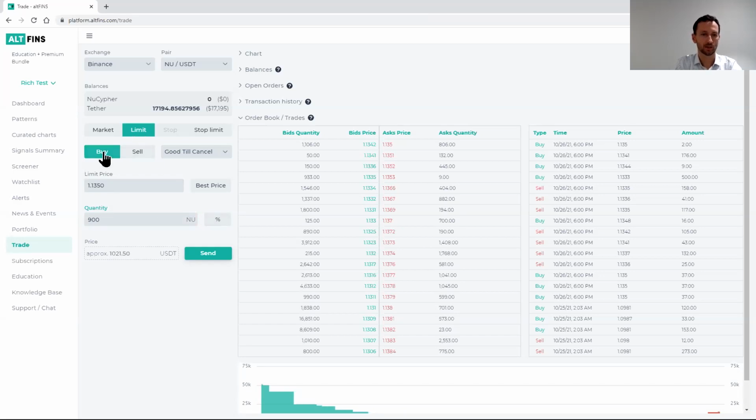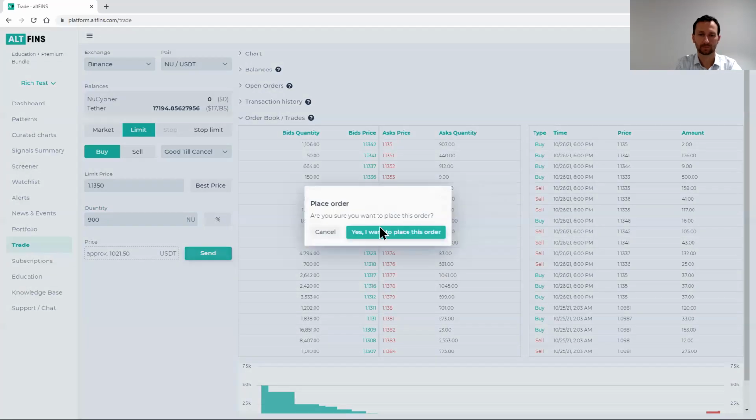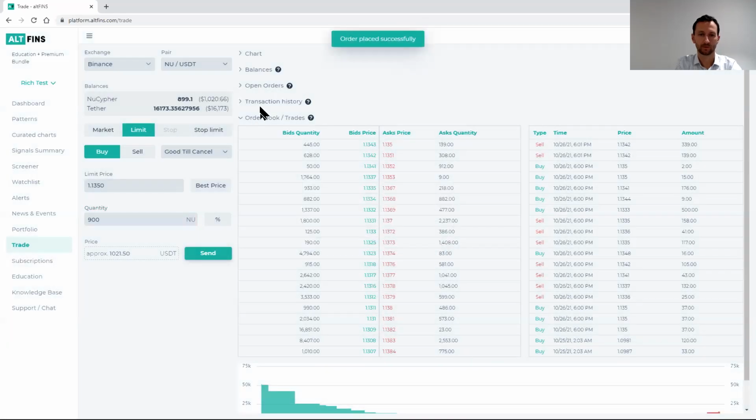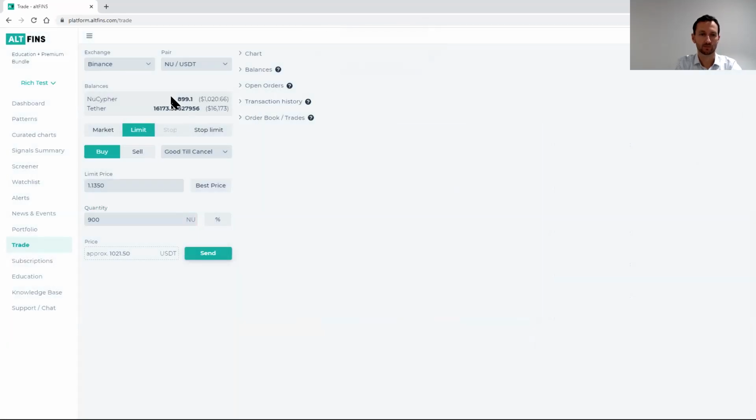All right, so limit buy, that's my limit price. I don't want to pay more than that. Let's go ahead and send the trade. The trade has gone through because it shows me in my balances that I'm a proud owner of about 900 units of New Cipher. All right, let's see how this pullback in an uptrend works out.